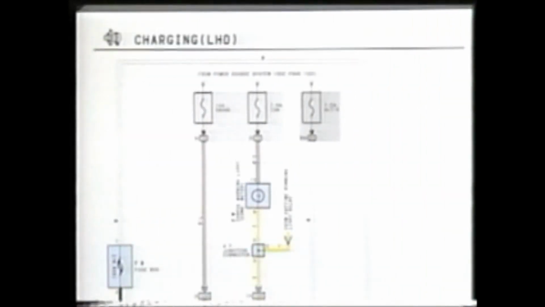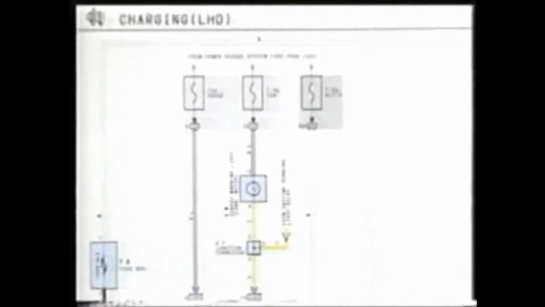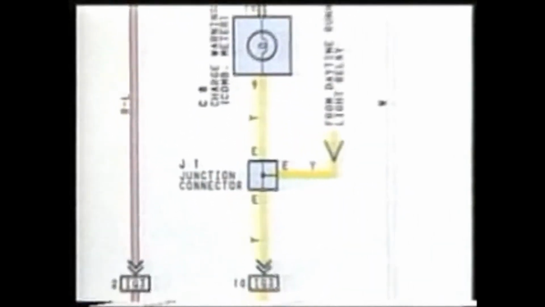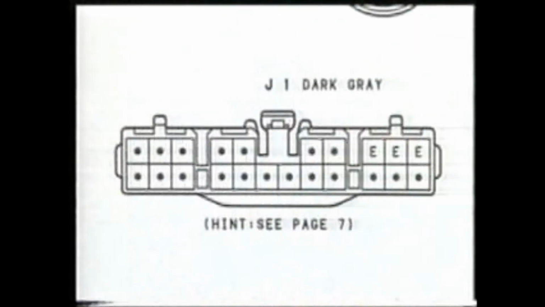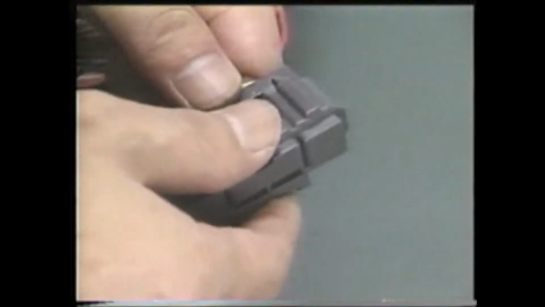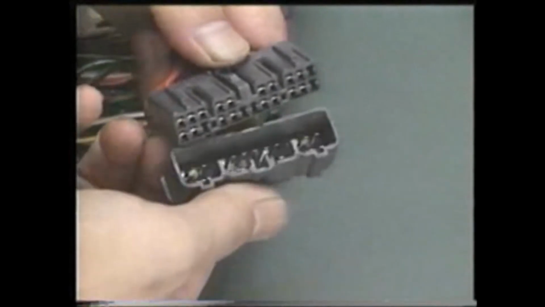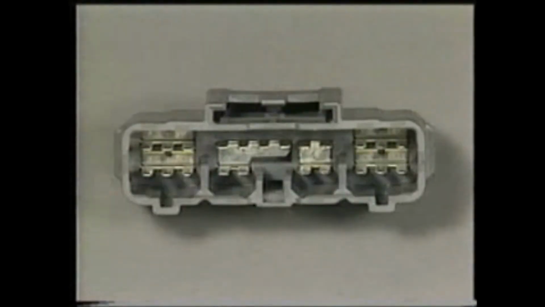This is the charging system circuit. This is known as a junction connector. Instead of producing a large number of splice points, it brings together the electrical currents from several wires by means of shorting pins in the connector.